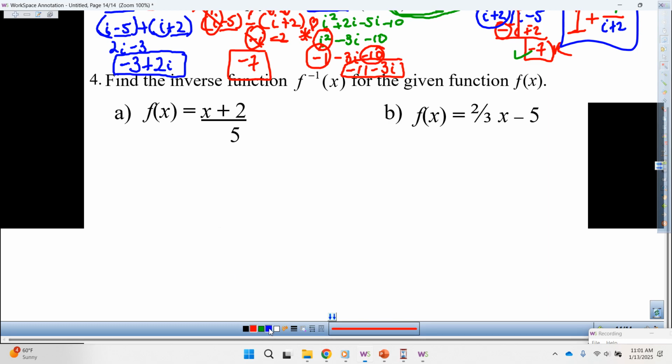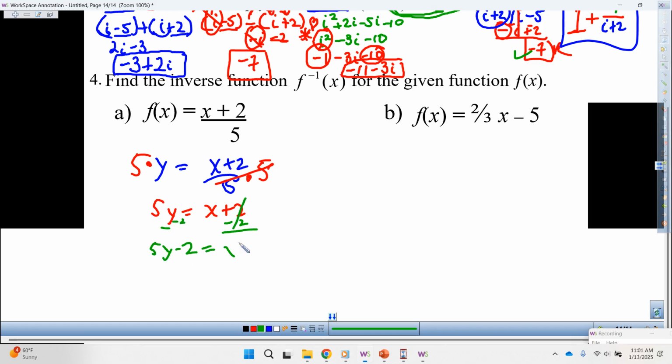Find the inverse. Change it to y: x plus 2 over 5. To get rid of the 5, what do we do? Multiply times 5, multiply times 5. 5y equals x plus 2. Last but not least, subtract 2, subtract 2. 5y minus 2 equals x. Am I done? No. Exchange the variables.